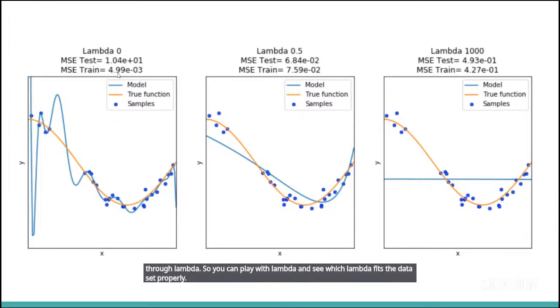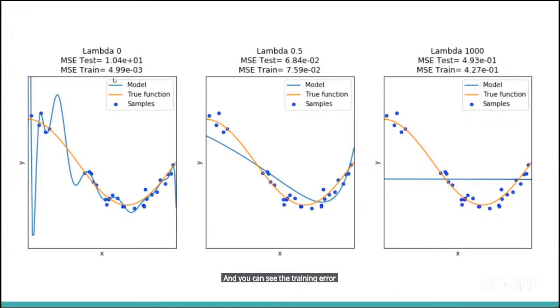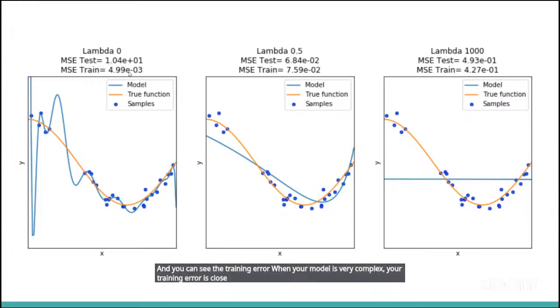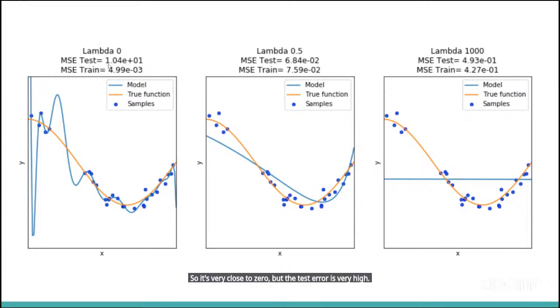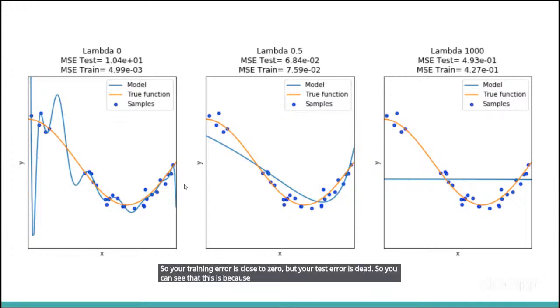And you can see the training error. When your model is very complex, your training error is close to 0, 4.99 e to the power minus 3, which is 10 to the power minus 3. Whenever you see e, read it as 10 to the power. So it's very close to 0, but the test error is very high. See, 1 into 10 to the power 1, so the error is 10. So your training error is close to 0, but your test error is 10. So you can see that this is because the model is very complex.